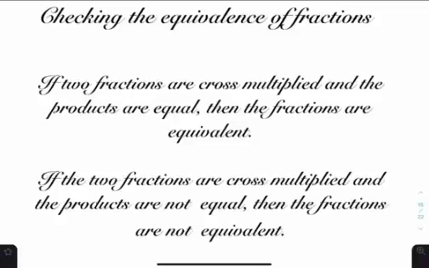If you follow those principles, then it's easier to find out. If two fractions are cross multiplied and the products are equal, then the fractions are equivalent. So when two fractions are given and you are asked to find out whether they are equivalent or not, you just have to cross multiply and find out the products. And if the products are equal to each other, then the fractions are equivalent. Similarly, if the two fractions are cross multiplied and the products are not equal, then the fractions are not equivalent.